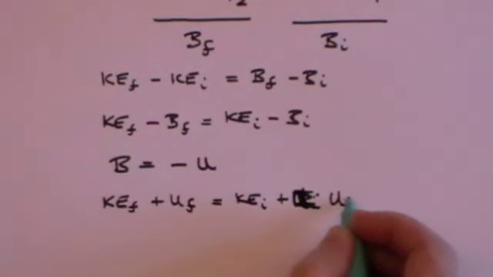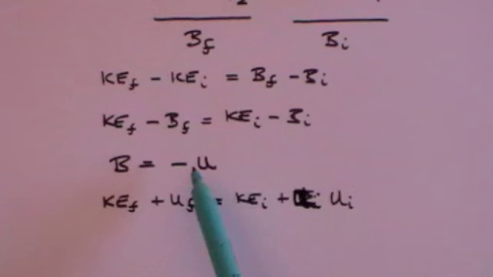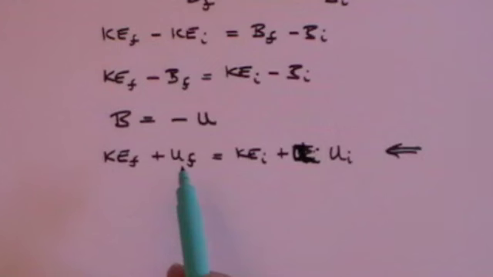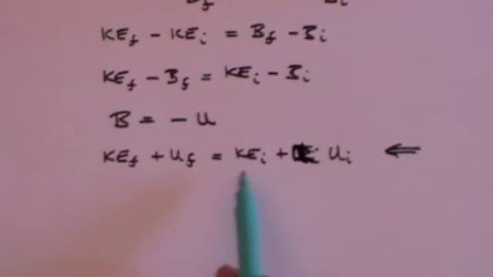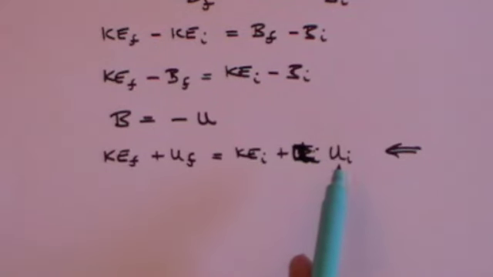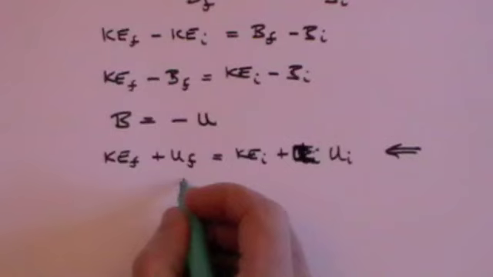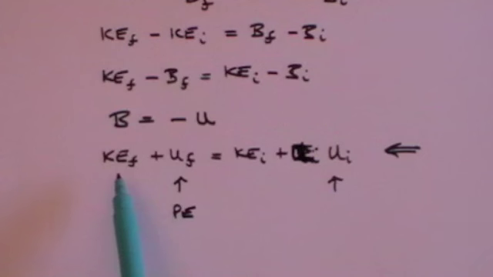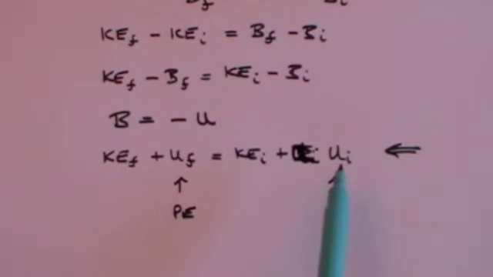Let's scribble that out and write it again. KE initial plus U initial, because B initial is minus U initial. So if it's a minus B, it'll be a plus U. And now we've got a conservation term. The kinetic energy at the final stage plus something else at the final stage is equal to the kinetic energy at the initial stage plus something else at the initial stage. And what are those somethings else? Well, obviously, they are the potential energy. So what we're really saying is energy is conserved. Kinetic energy at the final stage plus potential energy at the final stage is equal to the kinetic energy at the initial stage plus the potential energy at the initial stage. Conservation of energy has been demonstrated.